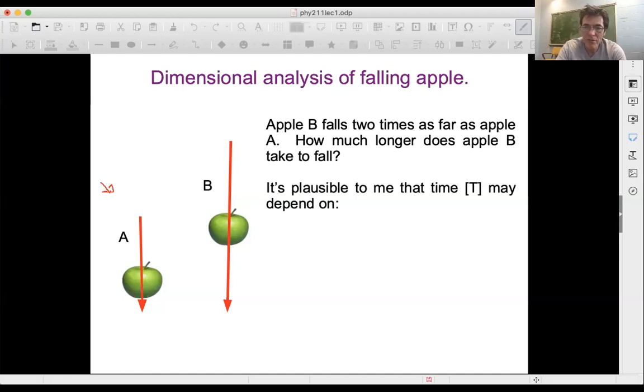It seems plausible that the time to get to the ground for apple A and B could depend on the distance to the ground. So that's one obvious thing, and I think we'd all guess that. Also it seems that it could depend on the mass of the apple. Whether the apple is light or heavy could affect the time it takes to get to the ground. So let's write that down too.